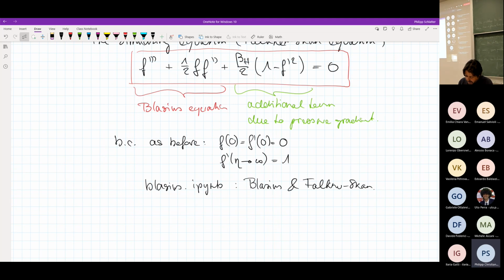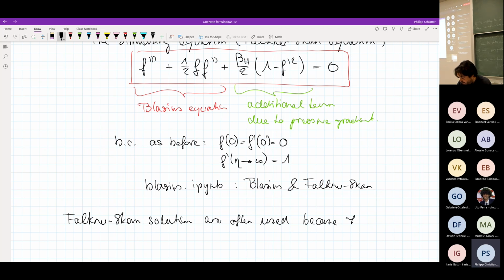Now, just as a final sentence here, the Falkner-Skan profiles for solutions are often used because they provide exact base flow solutions for pressure gradients.